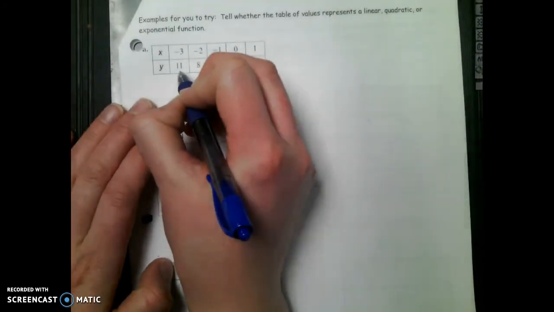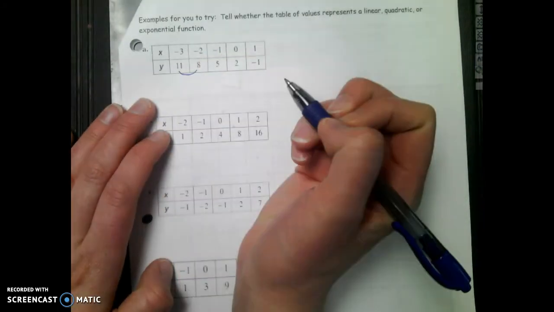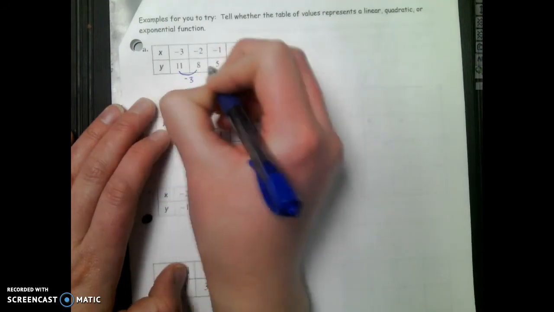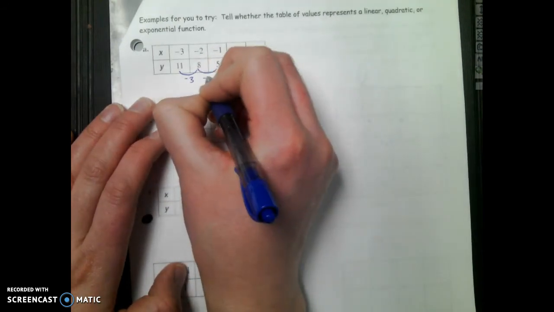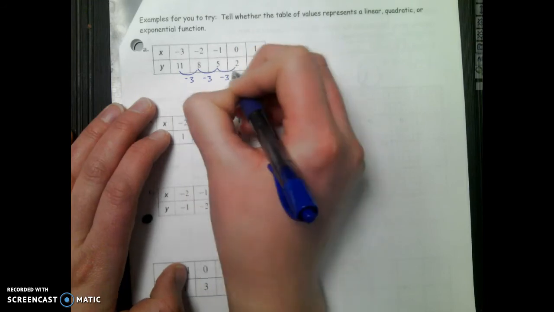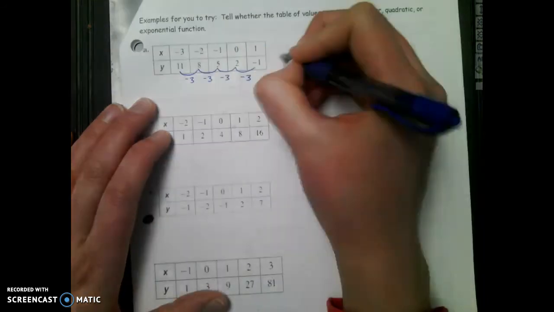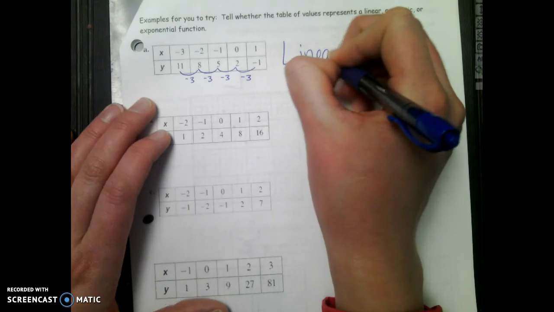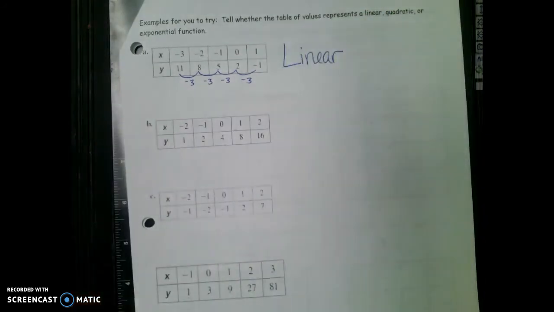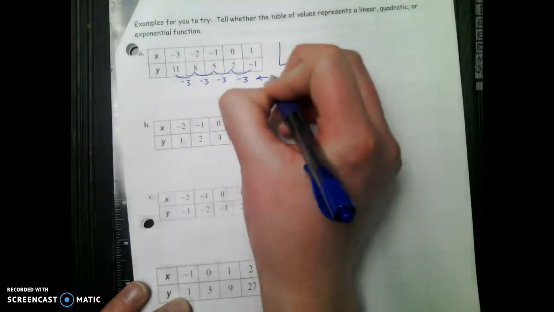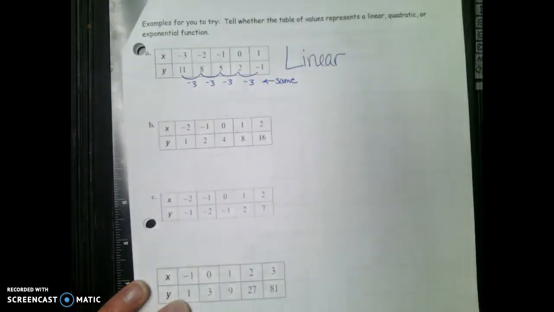For these examples, we need to decide, are these tables representative of linear, quadratic, or exponential? So the first thing that I'm going to do is check differences. So 11 to 8. How do I get from 11 to 8? Minus 3. How do I get from 8 to 5? Are these all minus 3? They are. That means it is linear. The first level of differences are the same, so I'm going to point an arrow and say, hey, these are the same, so it's linear.